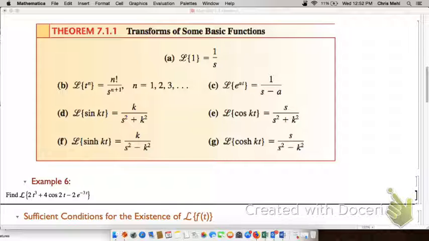Okay, so I'll wrap it up there. Keep the video short, 10 minutes. Thursday we're going to start section 7.2. We'll talk about inverse Laplace transforms, and then we'll actually start using Laplace transforms to solve some differential equations.